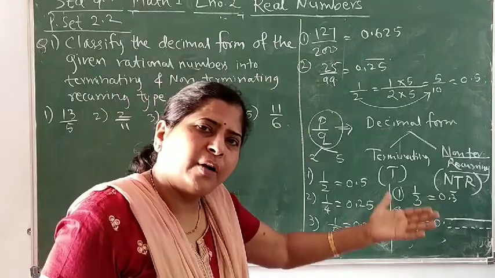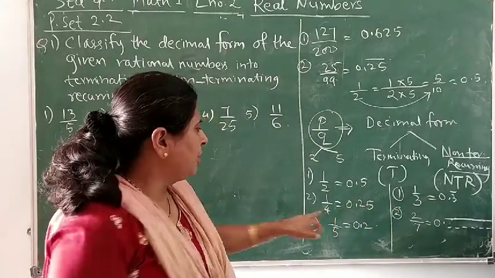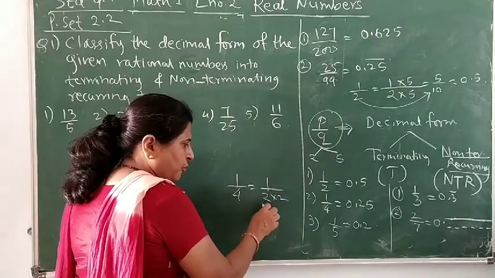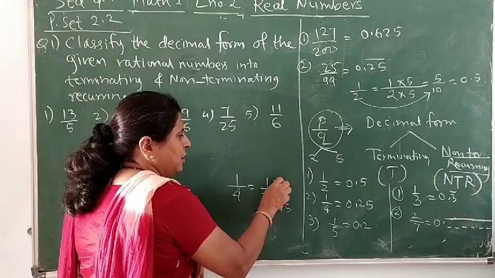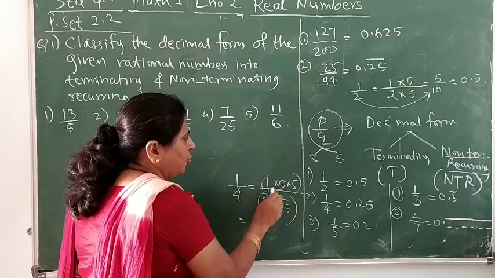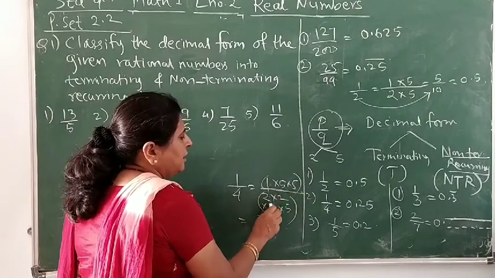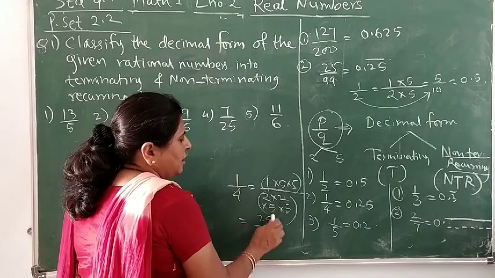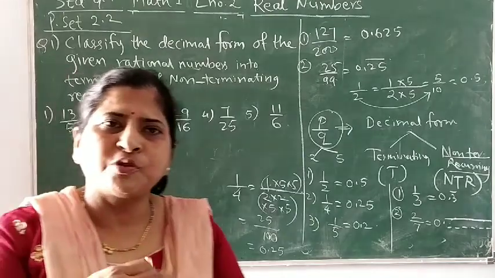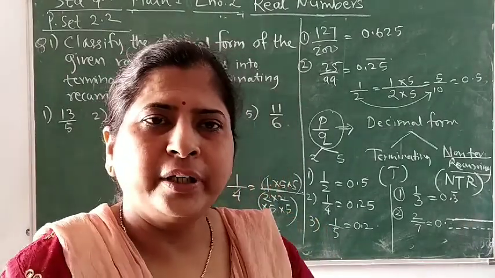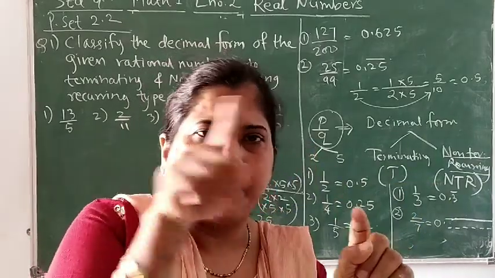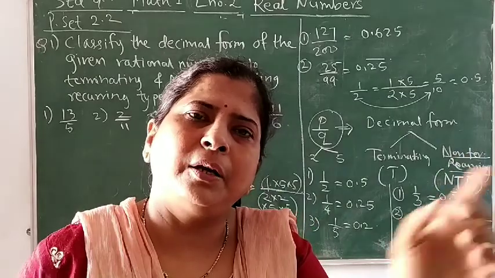If there is more than one 2, say 1 upon 4, then 4 means 2 into 2. So we have to multiply by 5 two times. Here also 5 into 5, so the numerator becomes 25 and the denominator is 10 into 10, 10 tens are 100. So 25 upon 100 is 0.25. Okay, so no matter how many 2s and how many 5s we have got, we can get their pairs. One number 2 multiplied by 5 gets the pair of 10. One number 5 multiplied by 2 gets a pair of 10.